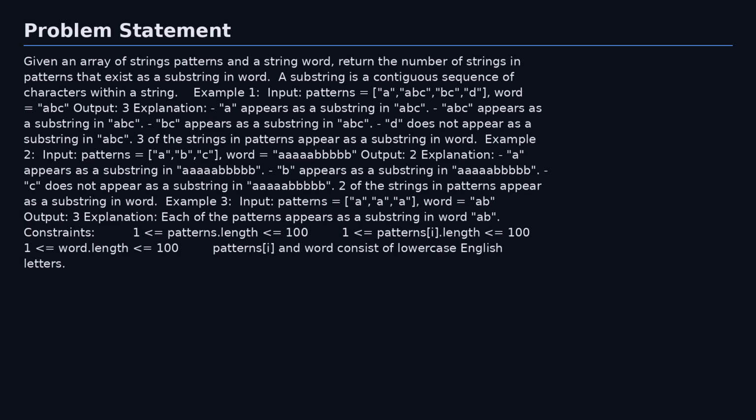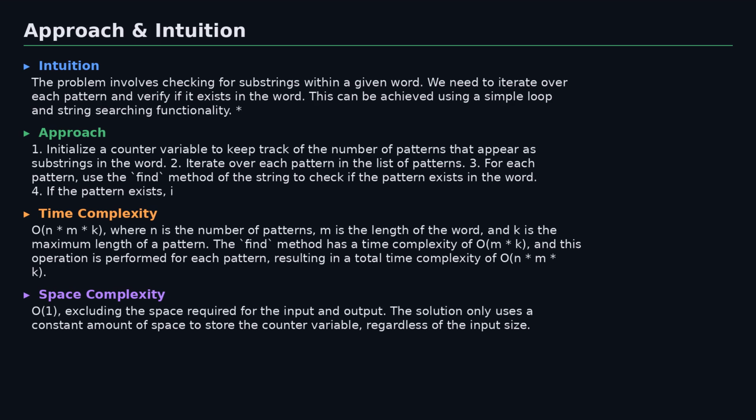Now, let's think about how we can solve this problem. The intuition here is to think about how we search for something in a piece of text. Imagine you're looking for a specific word in a book. You would start at the beginning of the book and scan through it, looking for the word. If you find it, you would move on to the next page and continue searching. In a similar way, we can search for each pattern in the word by scanning through the word and checking if the pattern appears at any point. This can be achieved using a simple loop and some string searching functionality.